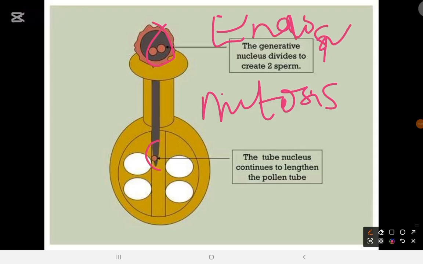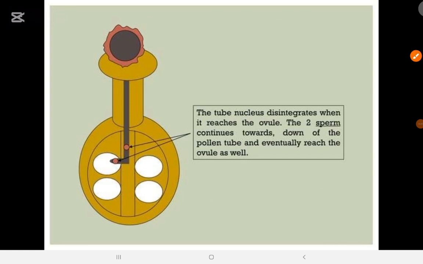Now, this tube nucleus helps to lead this guy into the, so in this case it is leading directly downward. This slide shows that it is leading the pollen tube to grow into the embryo sac. So it has entered into the embryo sac here. Is that okay? So the tube nucleus continues to lengthen the pollen tube. Now the tube nucleus degenerates once it reaches the ovule. Now immediately the tube nucleus enters the embryo sac.